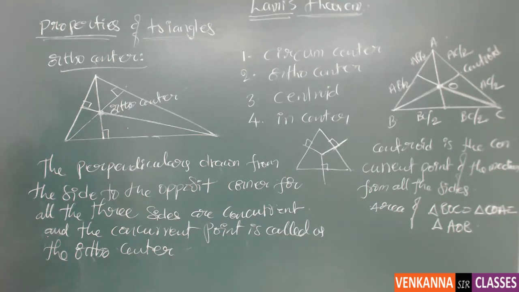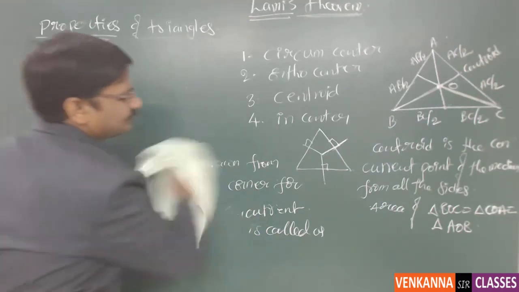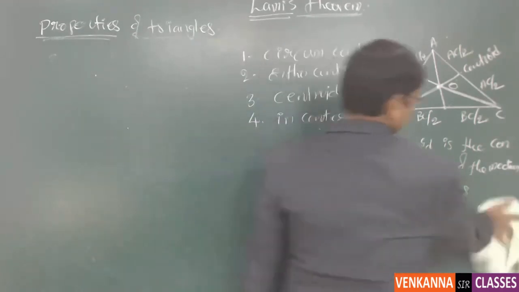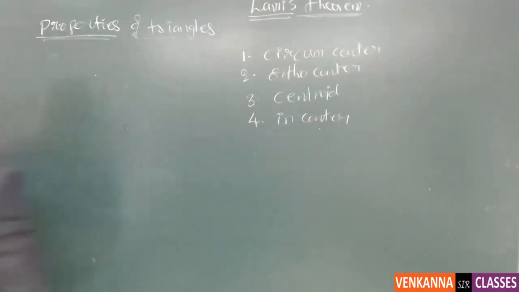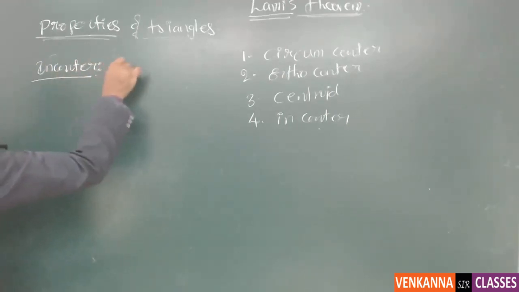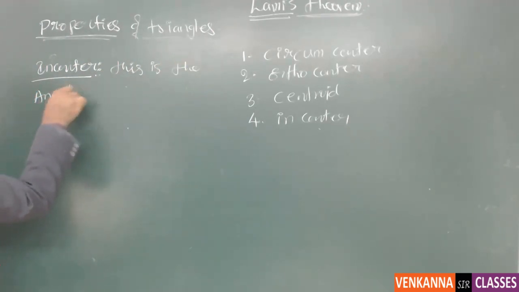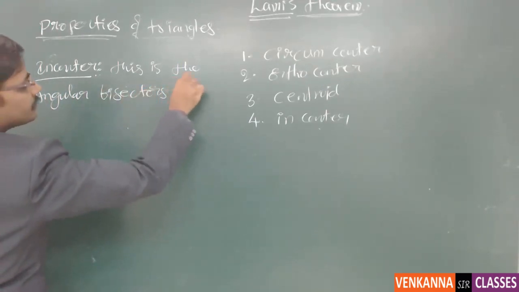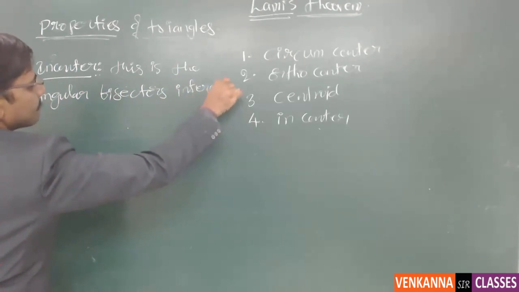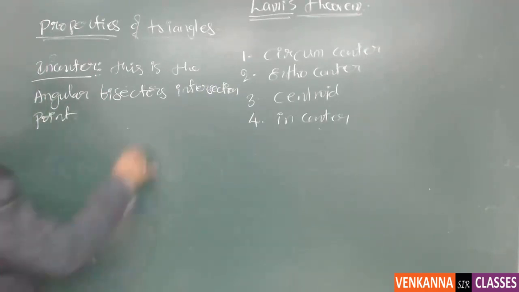And the last one is the incenter. So incenter is nothing but the angular bisectors' intersection point. Incenter: this is the angular bisectors' intersection point. So this is the angular bisectors' intersection point.